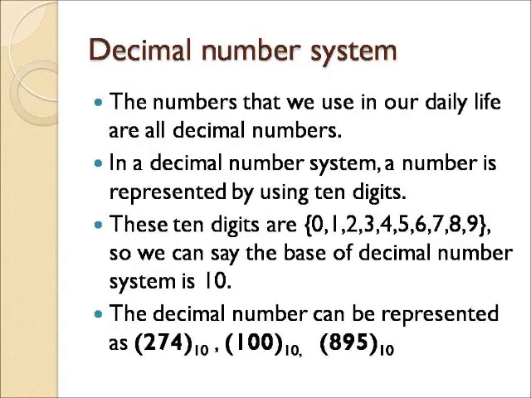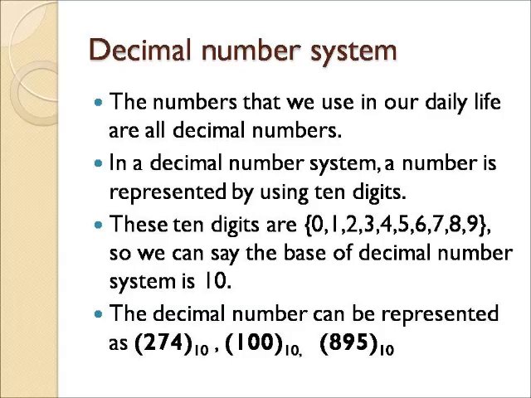First we are going to see the decimal number system. What is a decimal number system? The numbers that we use in our daily life are all based on decimal numbers. The base of the decimal number system is 10, because in order to represent a decimal number we use 10 digits, ranging from 0 to 9. As you can see, the 10 digits are 0, 1, 2, 3, 4, 5, 6, 7, 8 and 9.